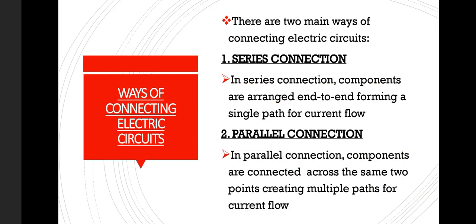Again, learners, I want you to note that whenever we are connecting an electric circuit, we normally have two methods in which a circuit can be connected. There is a method that we call series connection method, and there is another method that we call parallel connection method. In series connection, all the components are arranged end to end, forming a single path through which the electric current flows. On the other hand, in parallel connection, the components of an electric circuit are connected at two different points, making the electric current flow in multiple ways.